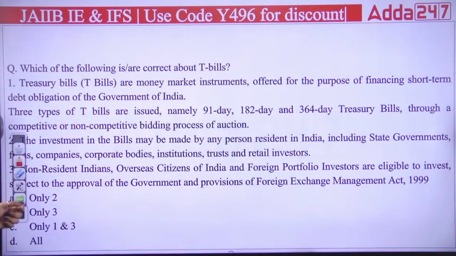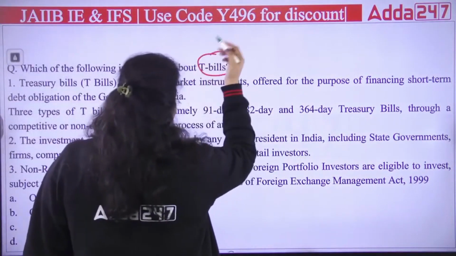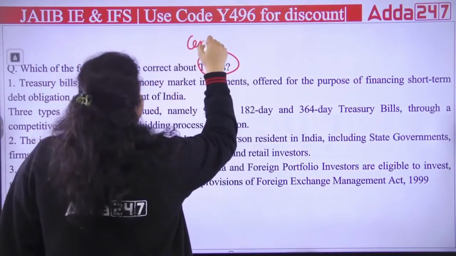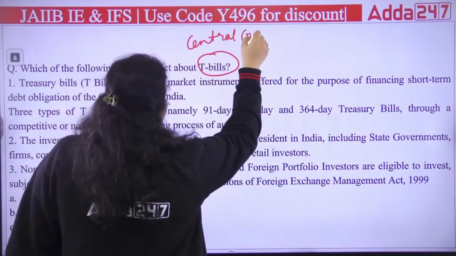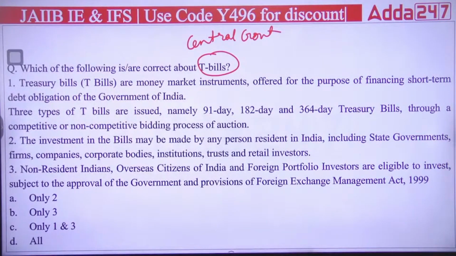So let's start with the first question. It is talking about the treasury bills. When it comes to T-bills or treasury bills, it is a central government security. State government cannot issue treasury bills. Who issues treasury bills? The central government issues treasury bills. So which of the following is correct about treasury bills?